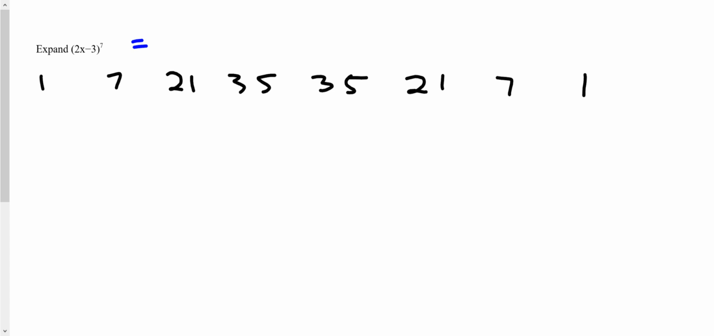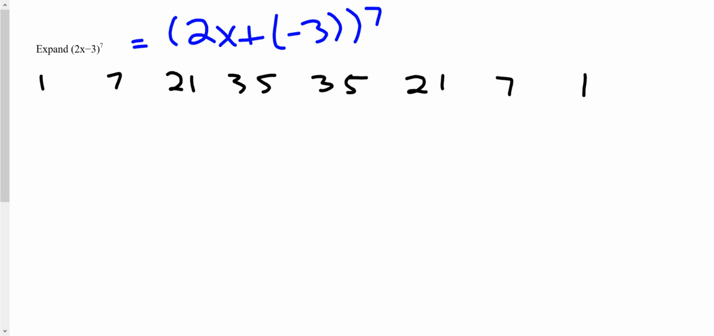So I've got 1, 7, 21, 35, 35, 21, 7, and 1. And now we've got our terms, which are 2x and -3. Here's what I'm going to do. I'm going to rewrite this as 2x plus -3 to the 7th, just to remind ourselves that that's a -3, not a 3. And now I'll go ahead and fill in the terms like I've done before.